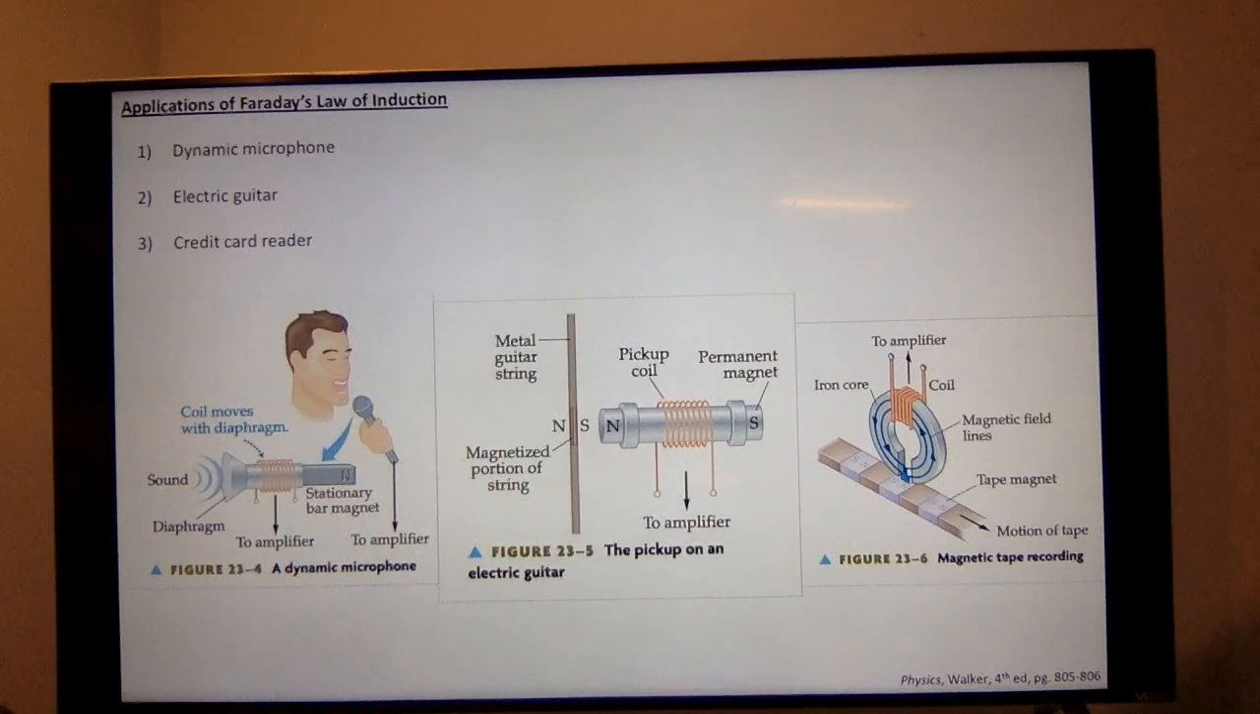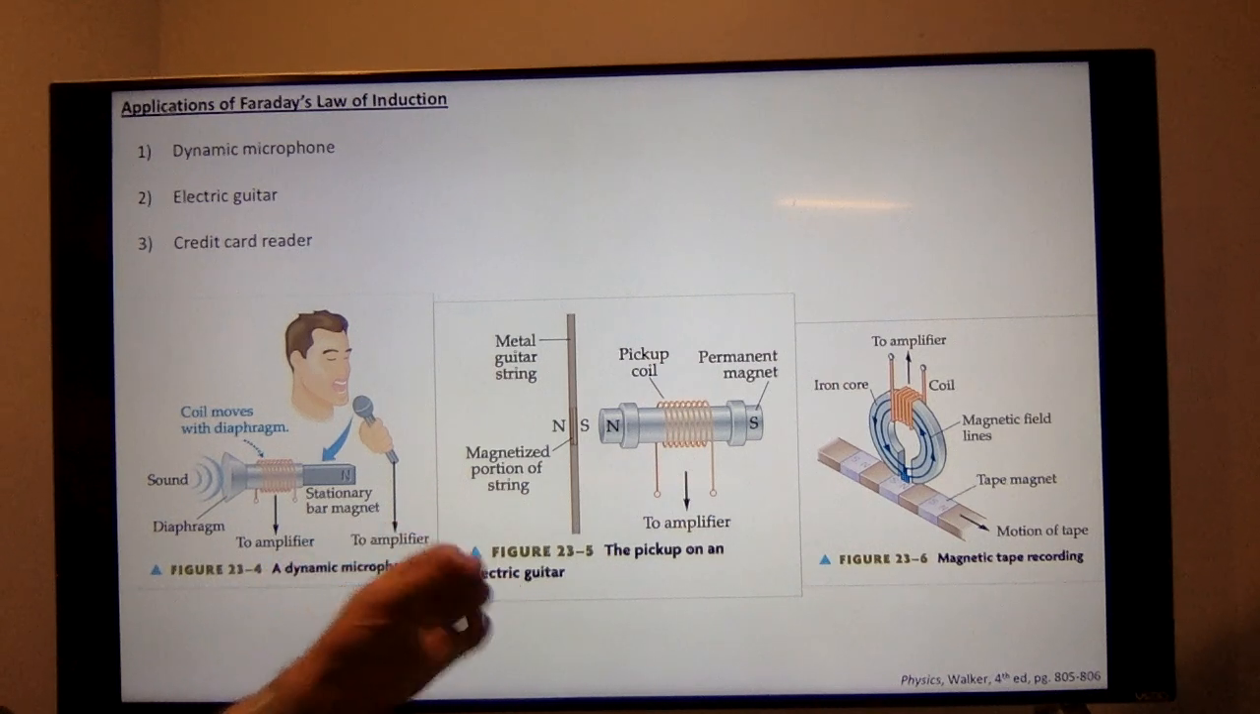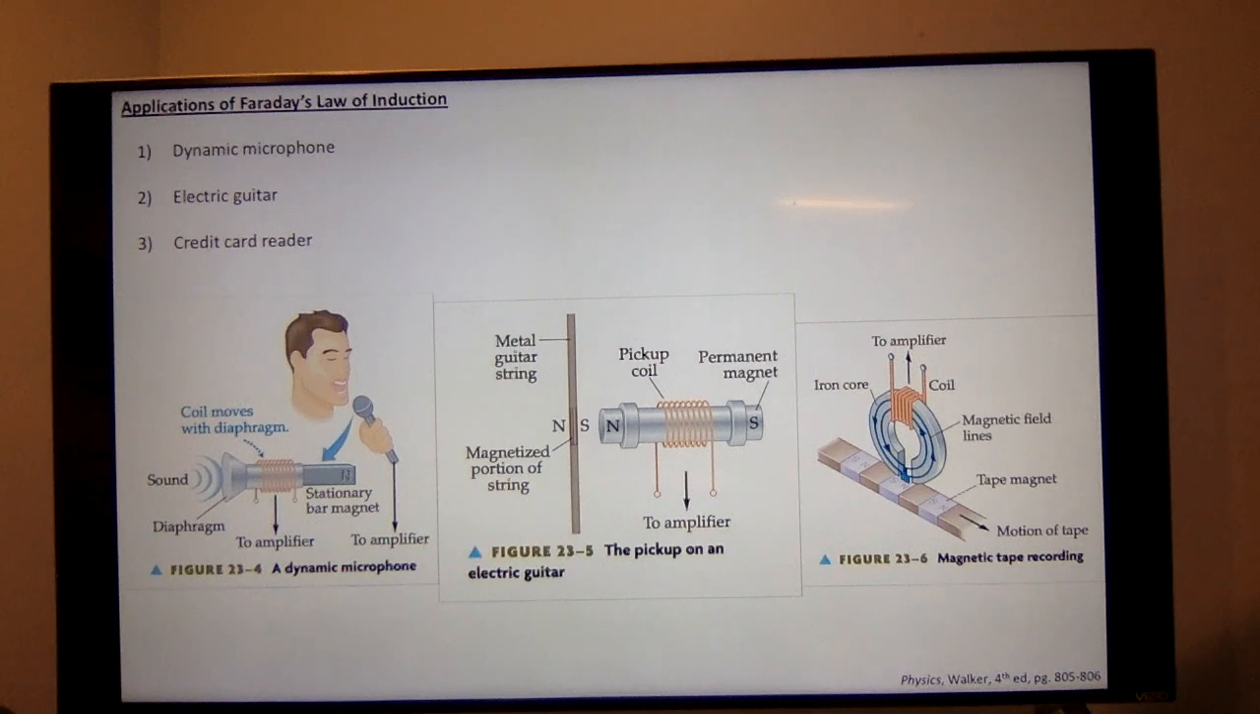All of these simply involve magnetic fields that are changing in the vicinity of a coil of wire, which means that the magnetic flux is changing through that coil of wire, and that generates an electrical current that's also dynamic and changing and can contain information.